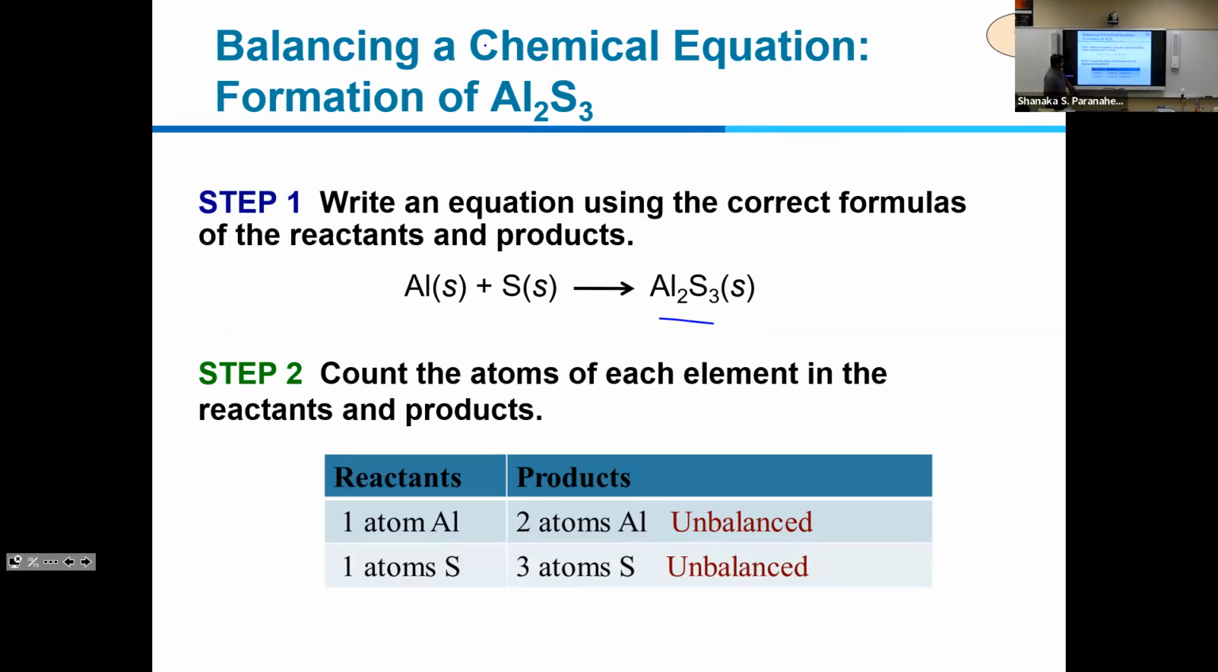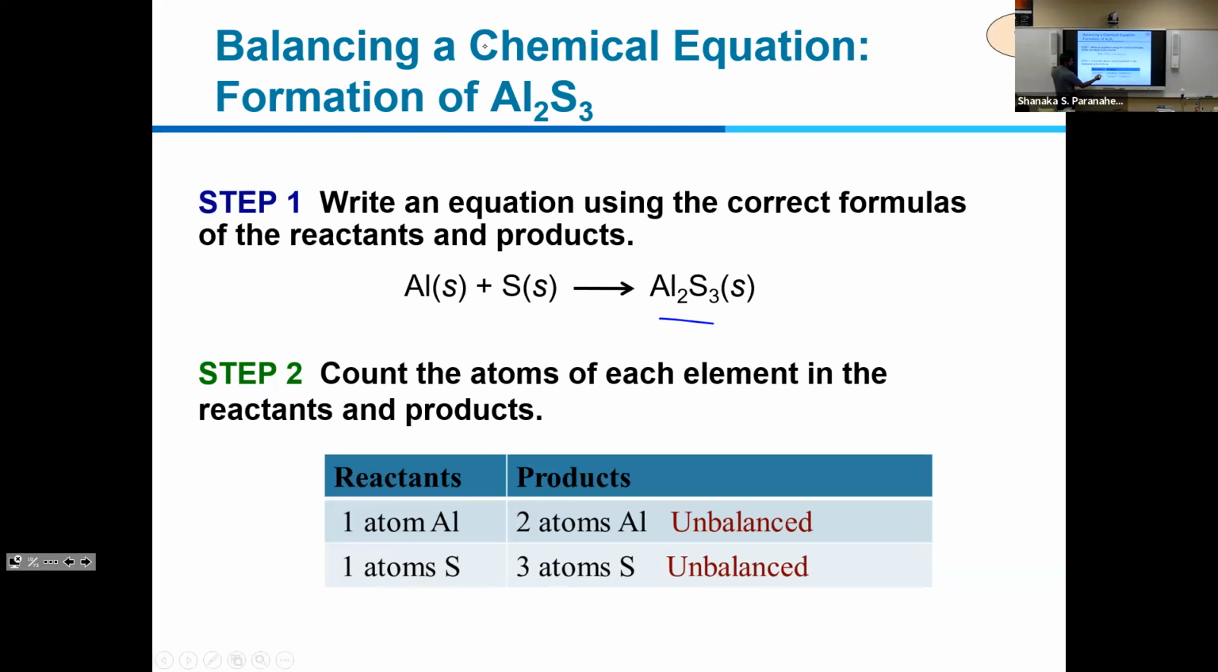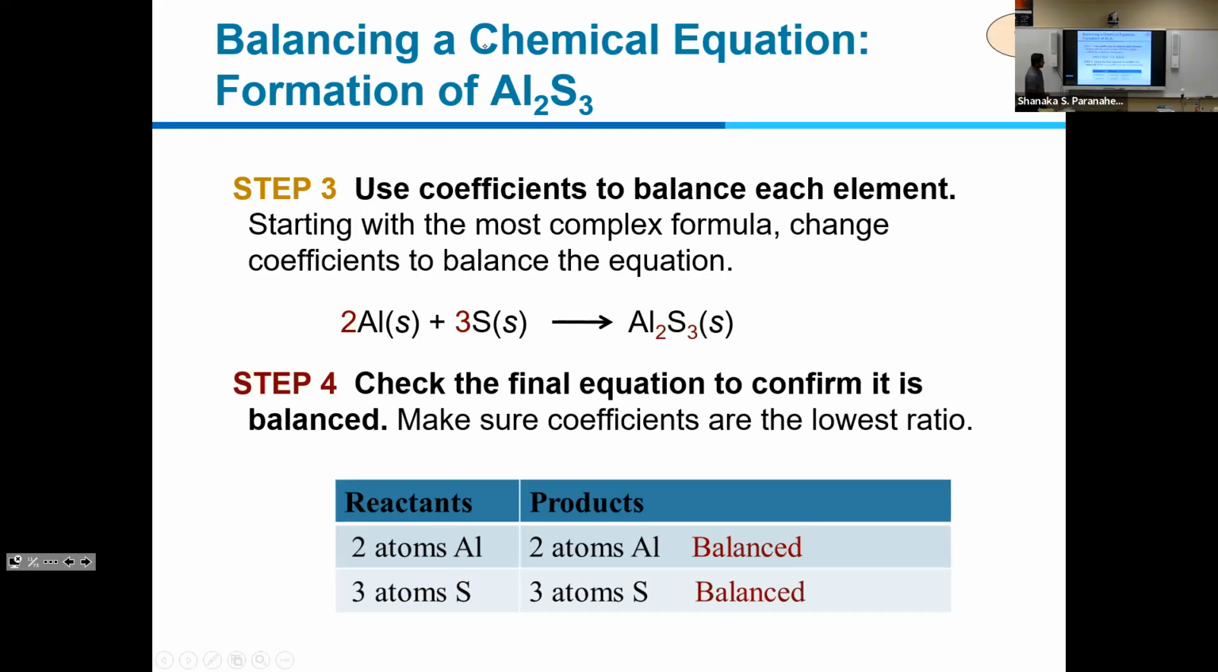First step is to count number of atoms. So since it's pure aluminum and pure sulfur, you can get number of atoms at 1 and 1. So in aluminum sulfide, there are 2 aluminum and 3 sulfur. So now we can see it's an unbalanced reaction. So then we are going to change these numbers to balance.